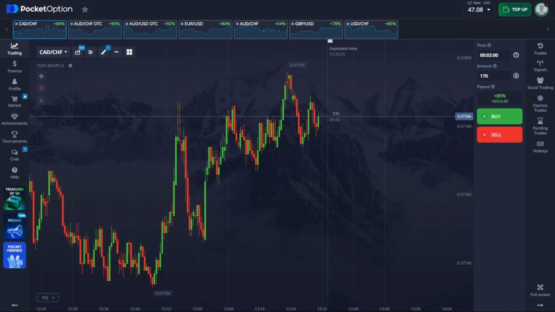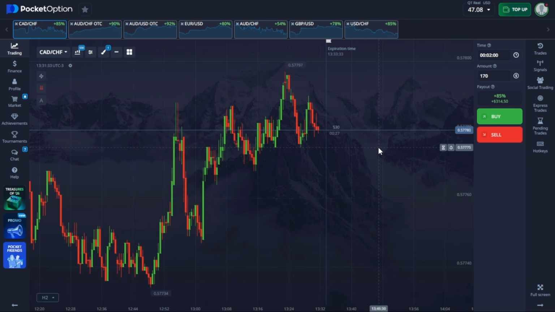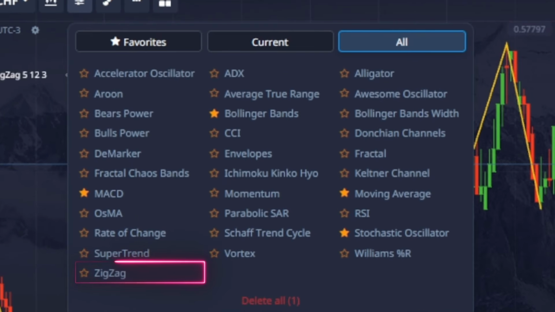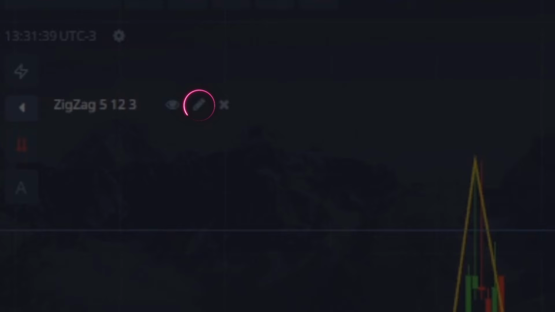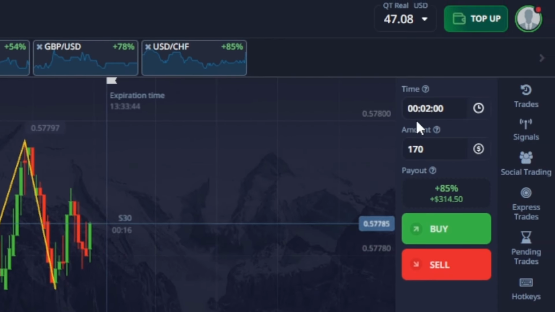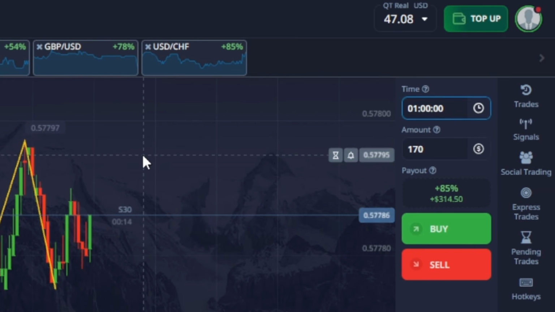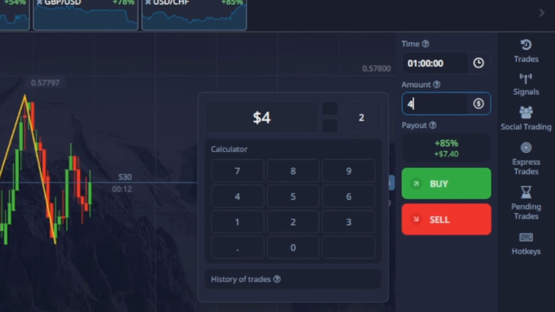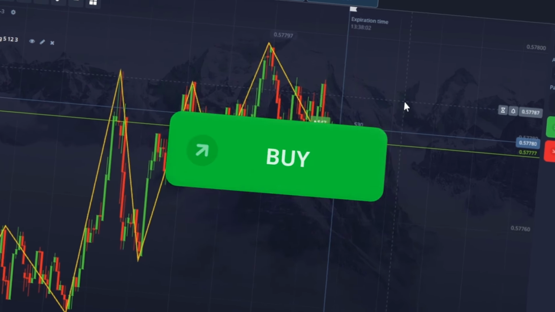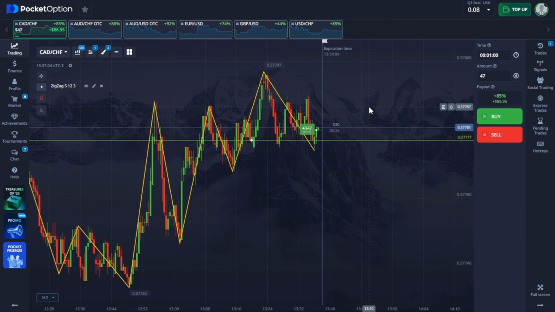Let's go to the configuration. First, we go to the indicator, zigzag, as I said. 5, 12, and 3, and save it. The expiration time will be 1 minute. Don't forget to change that. So, for $7, we just need to do that. Just make this one.